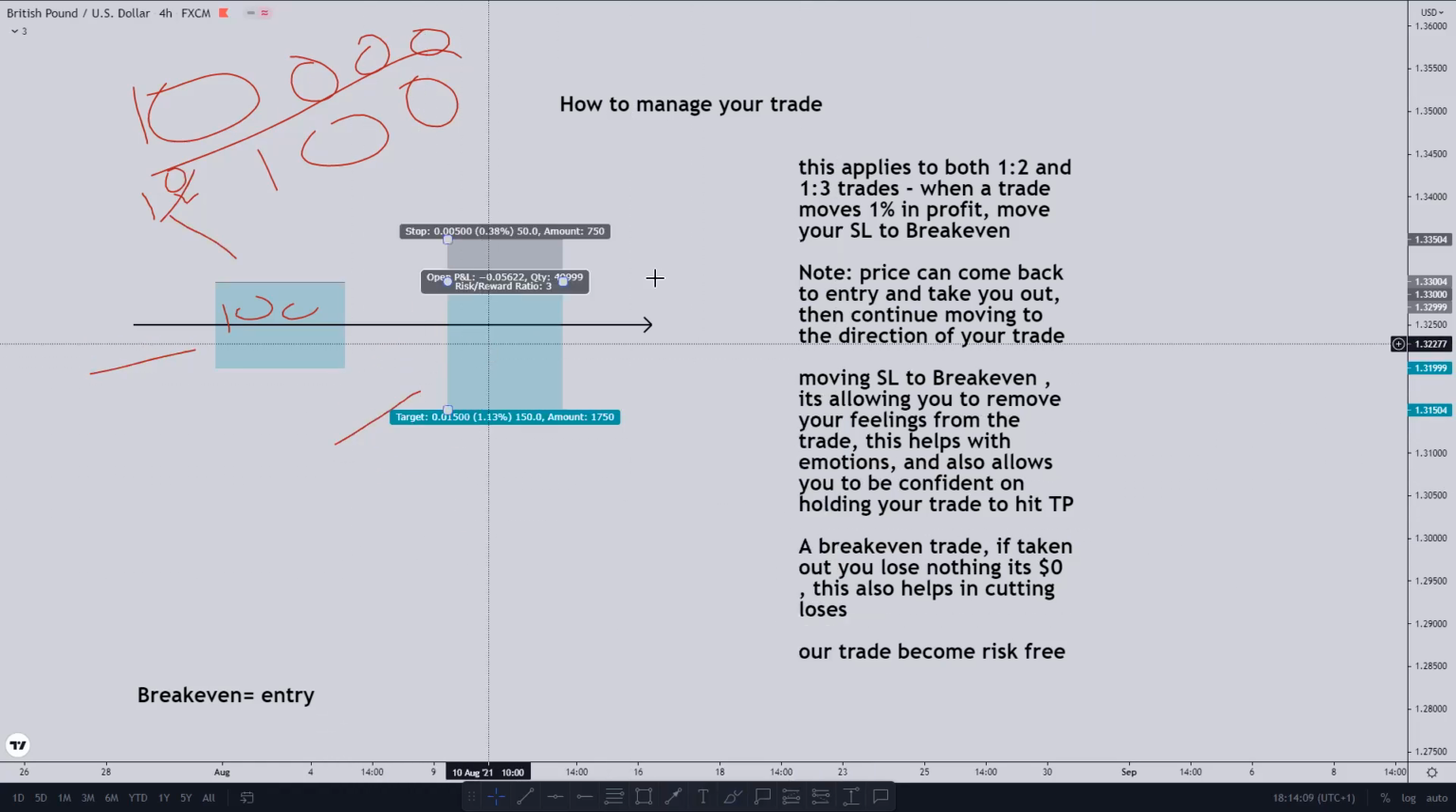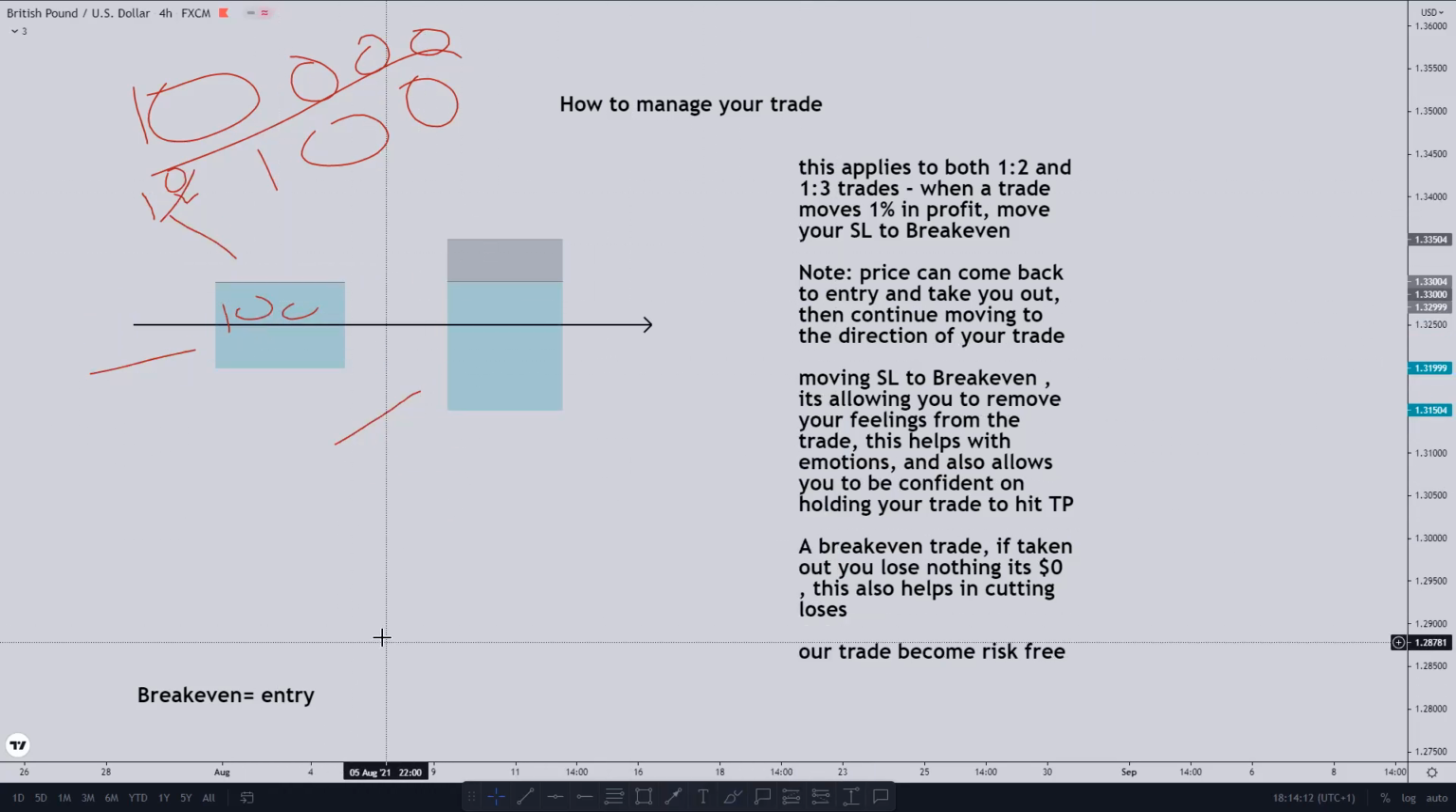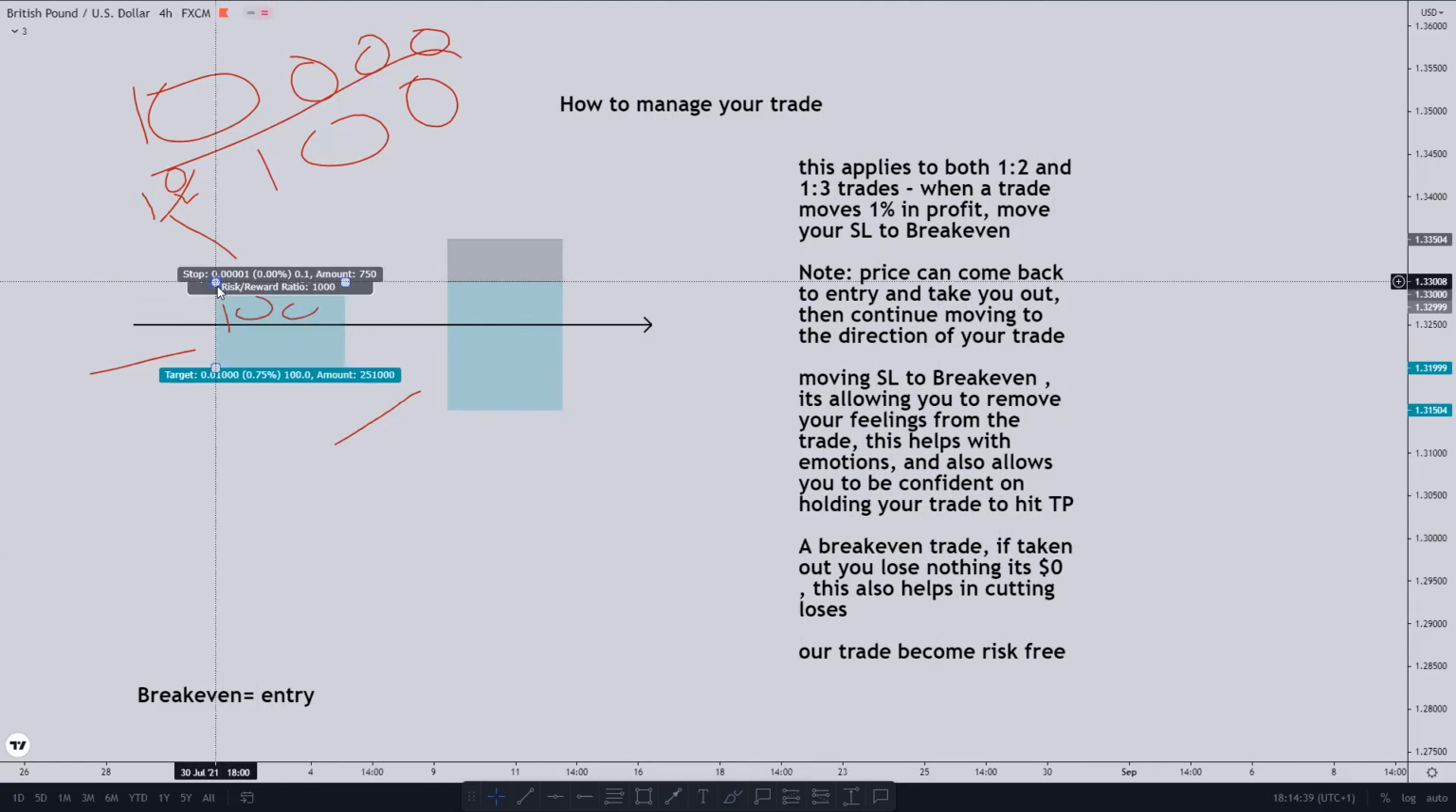So by moving our stop loss to break even, this allows us to remove our feelings from the trade and allows us to be confident in holding the trade to hit TP. And also our trade becomes risk-free, meaning that if it comes back and takes us out, we lost nothing. We didn't lose 1%, we lose nothing, right? Yeah, we close with a zero. You win nothing, you lose nothing. Yeah. So this is how you manage your trade.